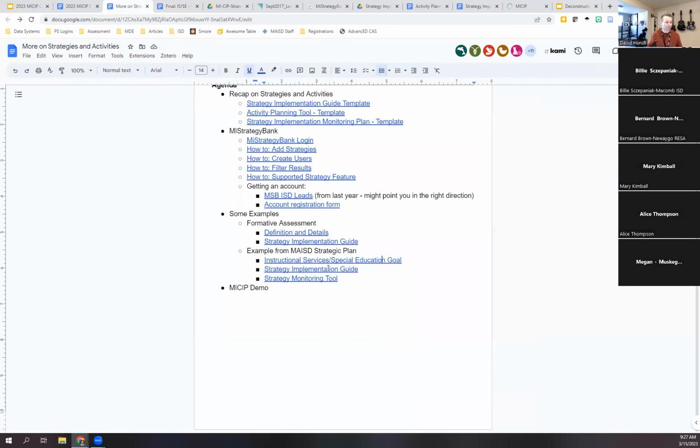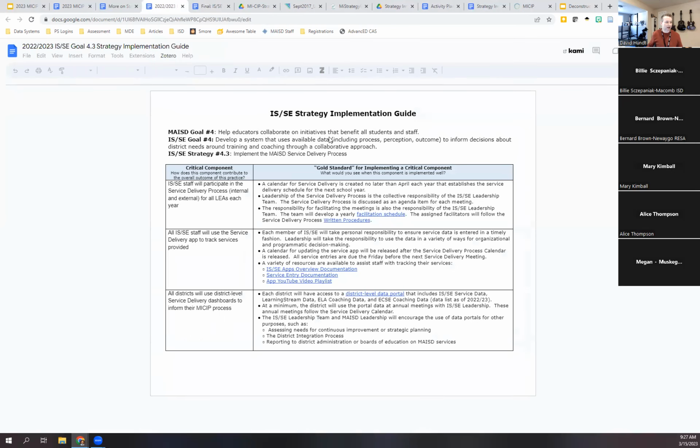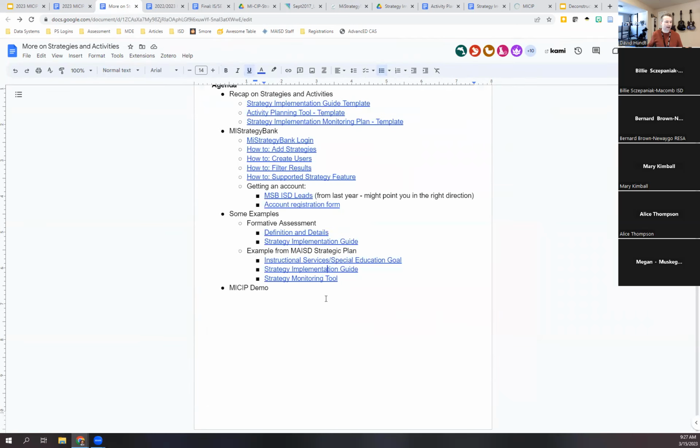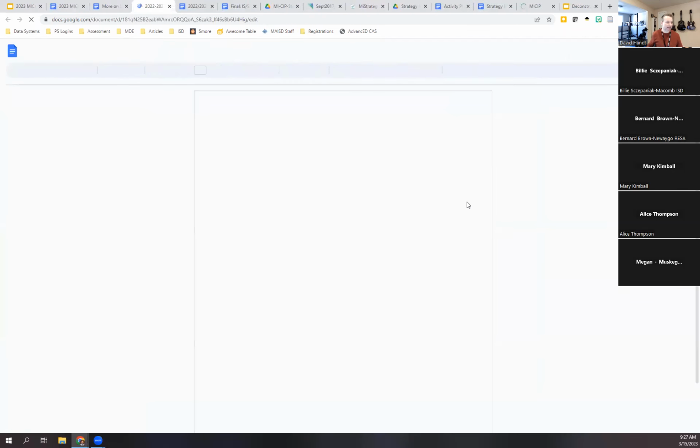And then we made a strategy implementation guide for that. And we just kind of broke it into 2 pieces. We said, what was the critical component for this? And then what's the gold standard? What would that look like if it was put into place? And we have a lot of processes and visuals and things like that written around that we laid out here. And then we made a monitoring tool so that we could actually track the monitoring on it.